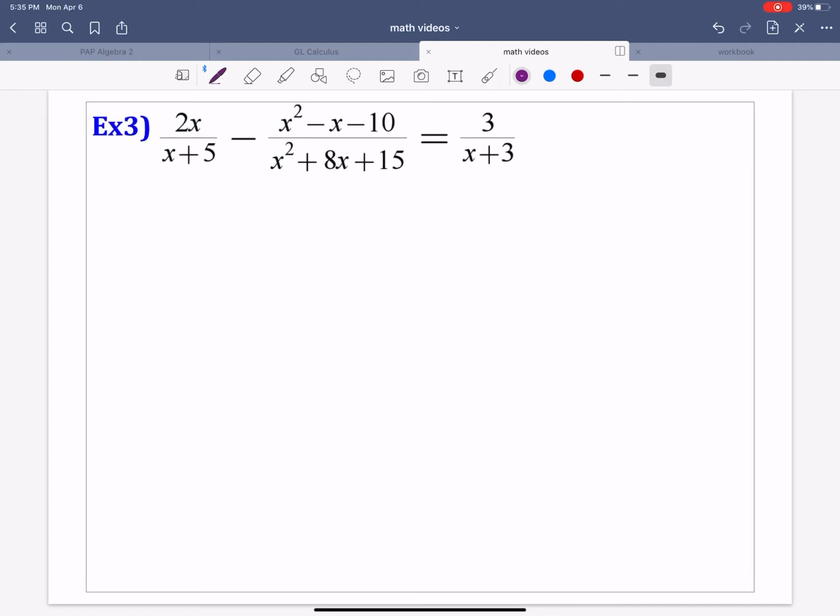Number 3, oh, yes, sir. Okay, some of you probably just groaned when you saw this one, but this is fun. Okay, so here we go. 2x over x plus 5 minus, I'm not going to read it to you. You can read it yourself, okay?